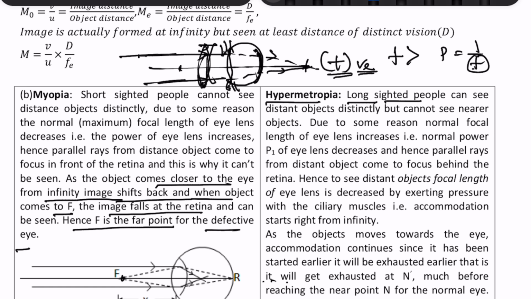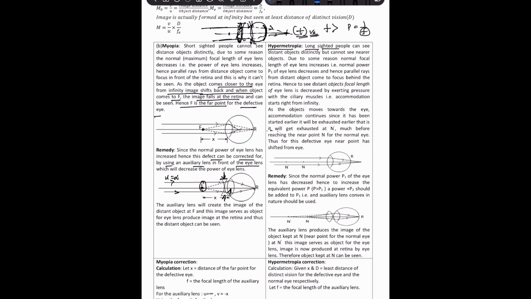So with this auxiliary convex lens, our near point is shifted. This convex lens creates an image. My near point is shifted from 25 centimeter to say some 45 centimeter. So the object is kept at n, and the lens will create an image of this object at n dash. Now this n dash serves as the object for my eye lens, correct? So what type of lens is to be used to correct hypermetropia? A positive power lens, a convex lens, correct?